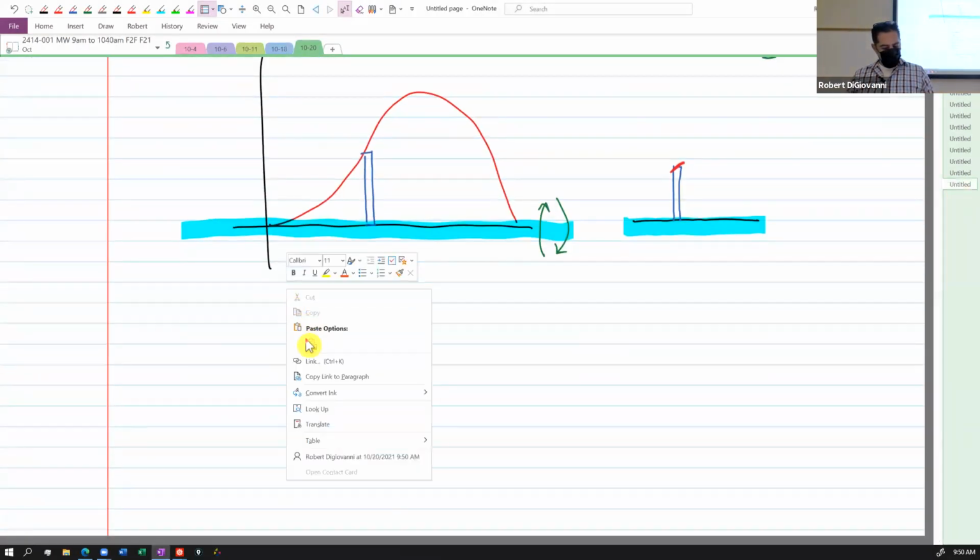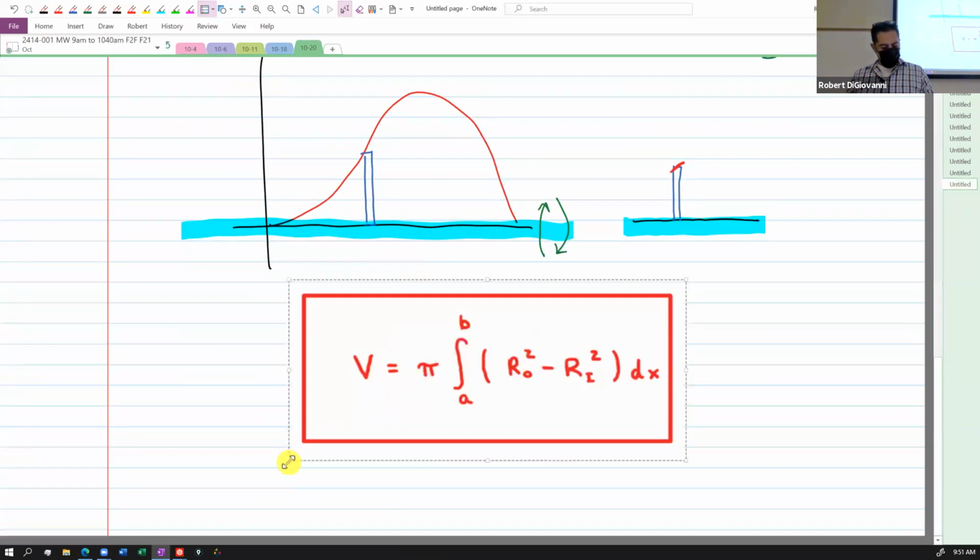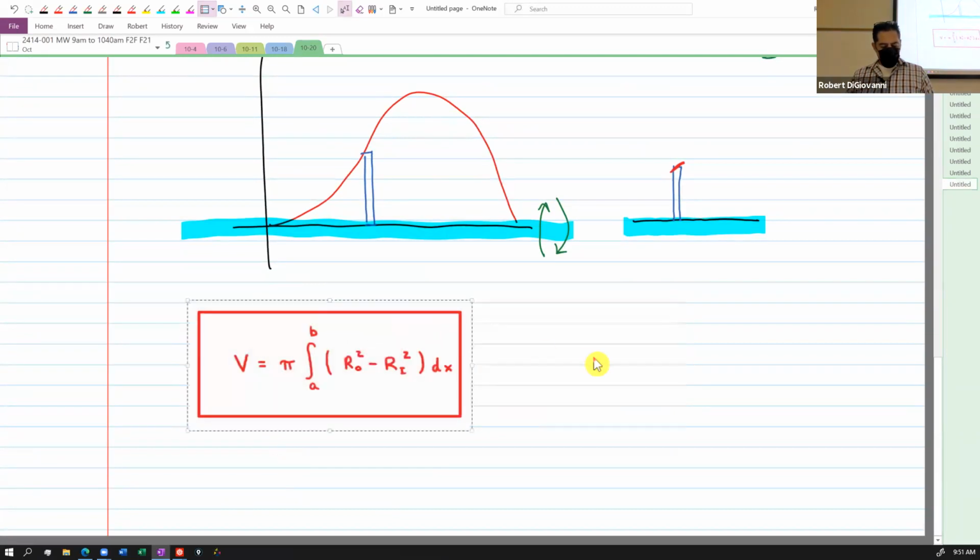So I need the outer radius and the inner radius. So the outer radius, distance from axis of rotation to the outer edge, isn't that just the red function? So that's just x square root sine x. And then the inner radius, what's the inner radius? Well, it's always on the ground, right? So the inner radius is always 0, right? Y equals 0. Yeah, okay. How about A to B? We need where we start and end. 0 to pi. And that was kind of given by the picture.